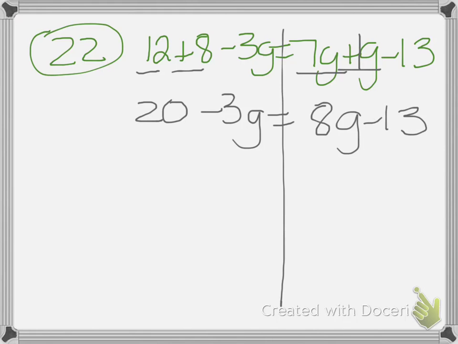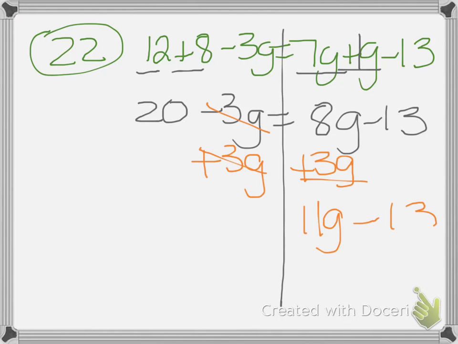Okay, so now what I'm going to do is, it's just like the ones we've just finished, move the smaller variable. So since negative 3 is smaller than 8, I'm going to move it over by going plus 3g. So I'm going to put plus 3g under my 8g. And 8g plus 3g is 11g. And then minus 13. And then on the side it's 20.